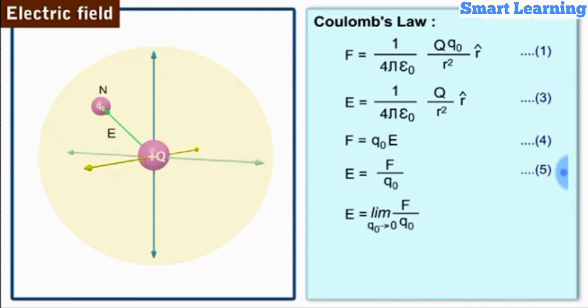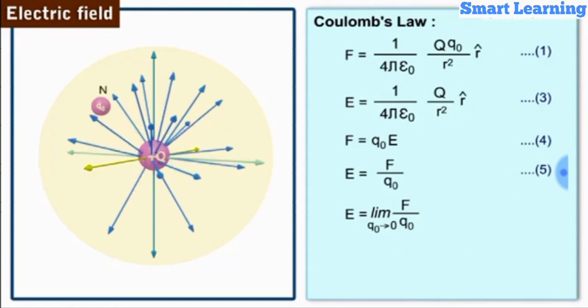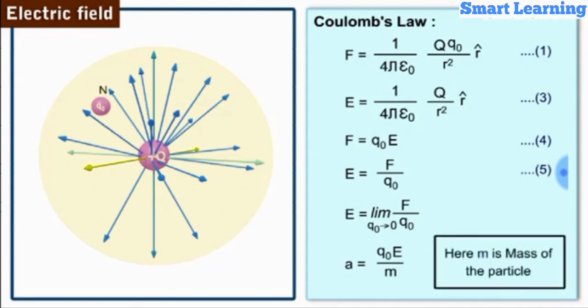In the electric field of a positively charged particle, the electric field strength, vector E, at any point of the field, always points away from a charged particle in a radially outward direction. The point charge q0 will be accelerated in the electric field as it experiences acceleration a due to the force due to the electric field, and the acceleration is expressed as a equal to q0 E by m. Note here, m is the mass of the particle.